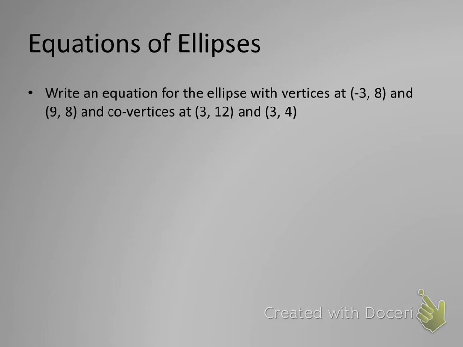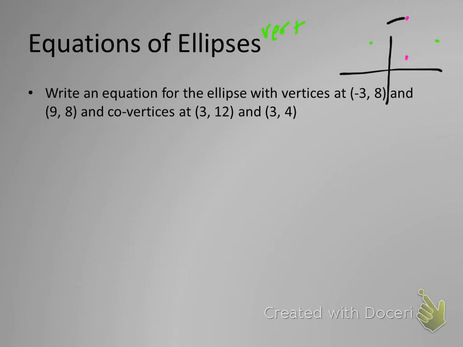So, write an equation for the ellipse with vertices at (negative 3, 8) and (9, 8), co-vertices at (3, 12) and (3, 4). Okay, so once again, I always do my etch-a-sketch of it. And my vertices are at (negative 3, 8) and (9, 8). I'm going to have to move this down just a little bit. And my co-vertices are (3, 12) and (3, 4).